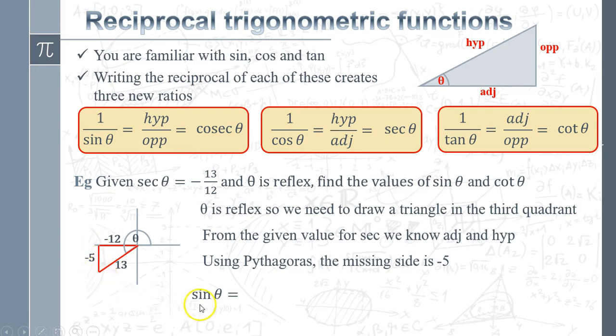So therefore straight away we see sine, opposite over hypotenuse, is minus 5 over 13. And cot theta, we're told, is adjacent over opposite. So in my triangle, we've got minus 12 over minus 5, which is just 12 over 5, and there's our two values. So that was just a quick little play around with adjacent, hypotenuse, and opposites in the context of those. So we've now got sine, cos, tan, cosec, sec, and cotan.